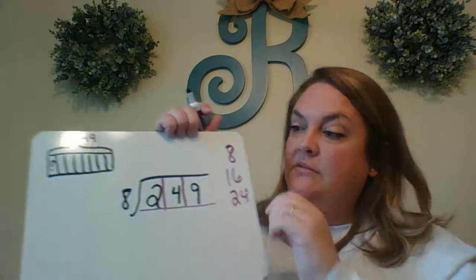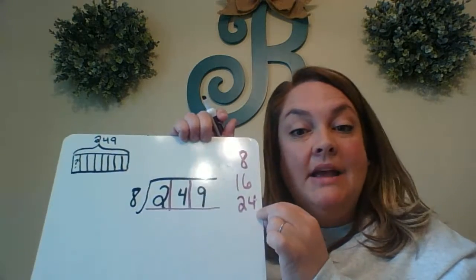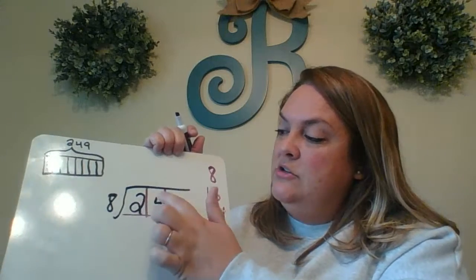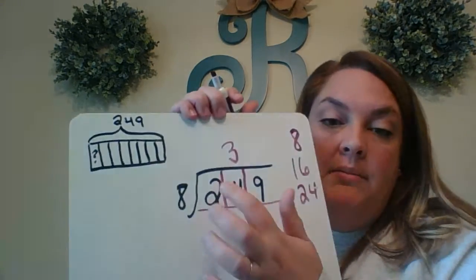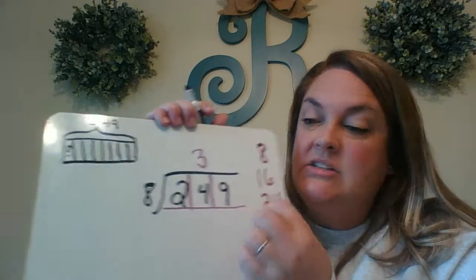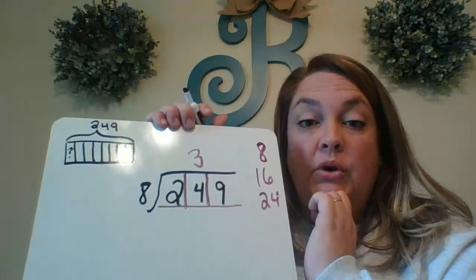But let's see how many groups of 8 that is. 1, 2, 3. So 8 times 3 is 24. So 8 goes into 24 3 times. So I'm going to be very careful about where I put that 3. I put it right above the 4 in 24. Do you see that? It doesn't go above the 2 because it took it into 24, not 2.